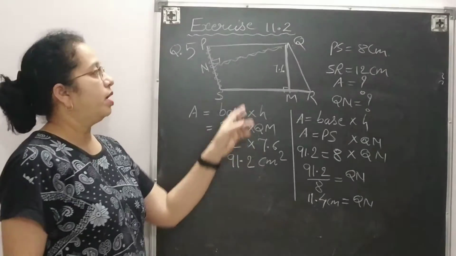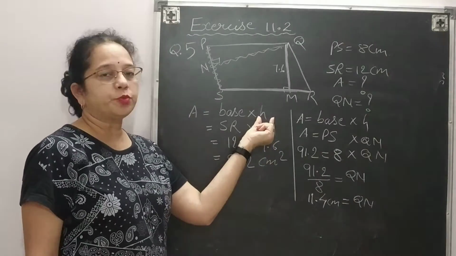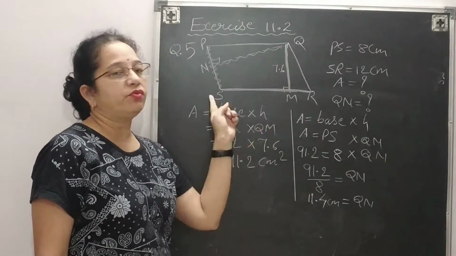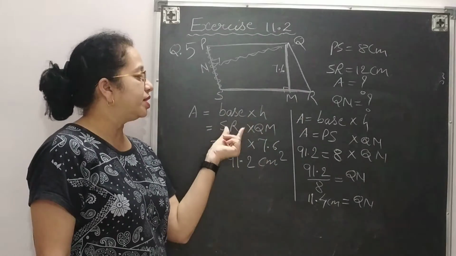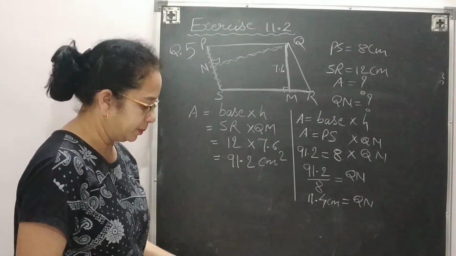So this is the way when two perpendiculars are given. First we think about which perpendicular, which height we are thinking, and for that height which one will be the base. We decide that and afterwards we will substitute the values to get the answer.